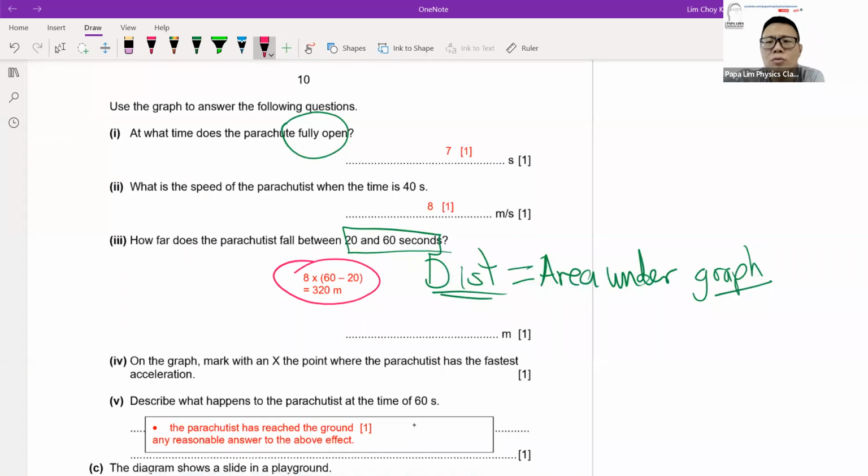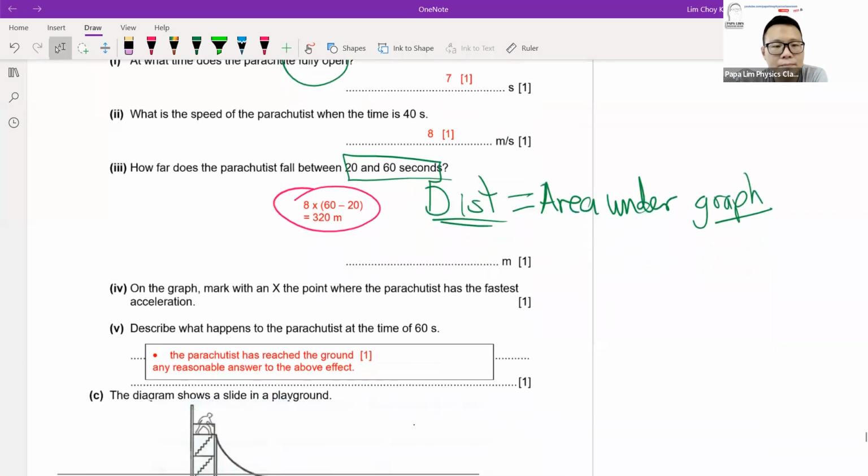Do not use distance divided by time. We only use distance divided by time for average speed or when the speed is constant. Usually it only happens in where? Sound. Okay, so most of the time, in other topics, when you look at distance, we tend to use area under the graph quite often. Okay.